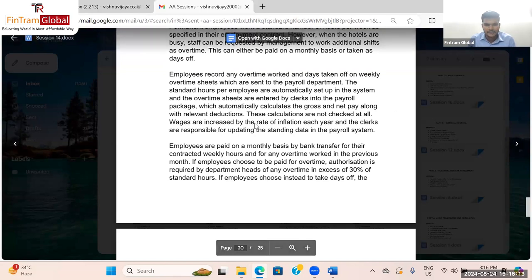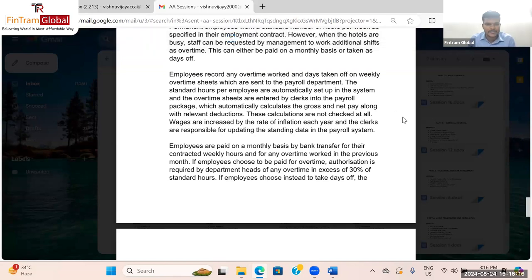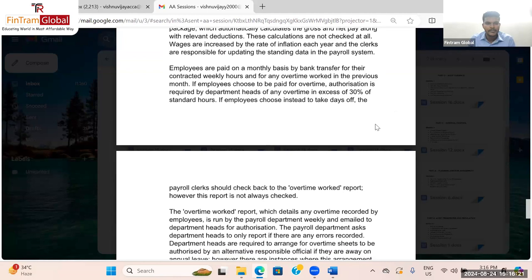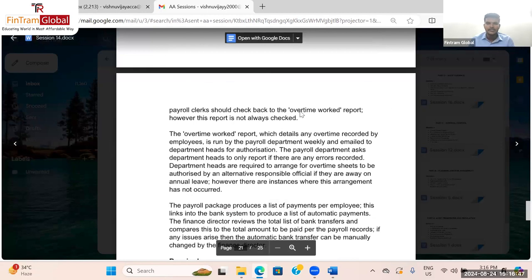Wages are increased by the rate of inflation each year, and the clerks are responsible for updating the standing data in the payroll system. Employees are paid on a monthly basis by bank transfer for their contracted weekly hours and for any overtime worked in the previous month. If employees choose to be paid for overtime, authorization is required by department heads for any overtime in excess of 30% of standard hours. If employees choose instead to take days off, the payroll clerks should check back to the overtime work report. However, this report is not always checked.